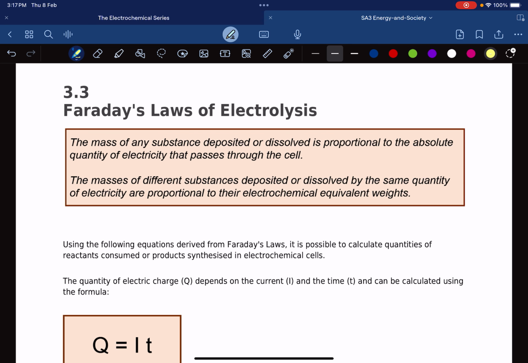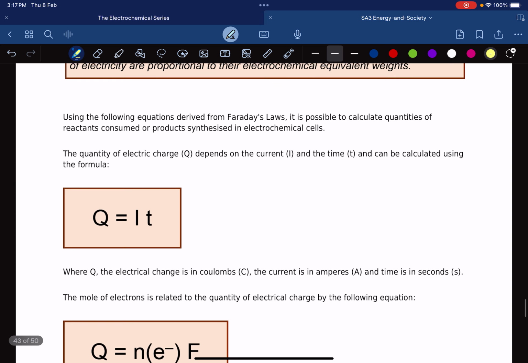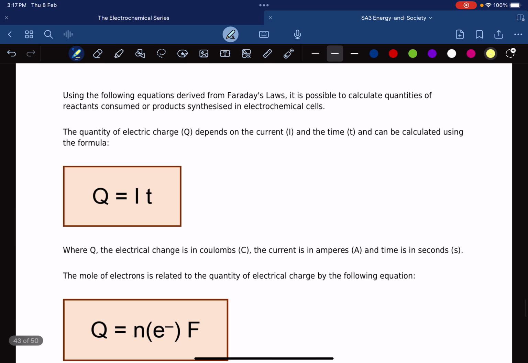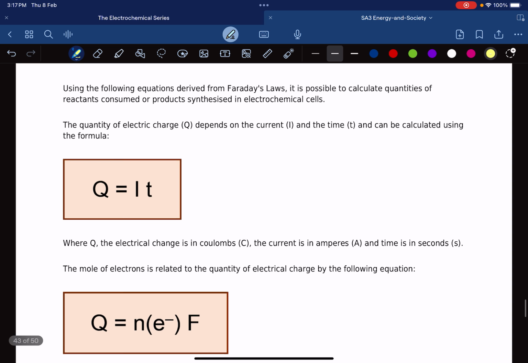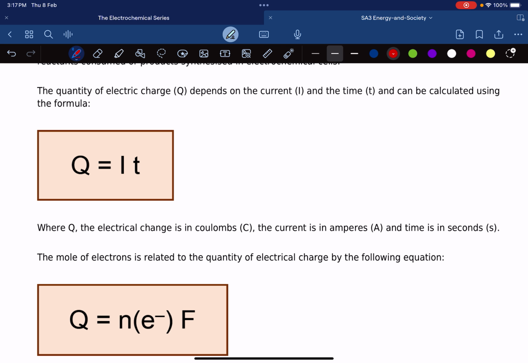Hi there. So what we're going to do is talk about Faraday's law of electrolysis. When we do electrolysis, we are going to be using this formula: Q equals IT. Q stands for electrical charge, and it is measured in coulombs.